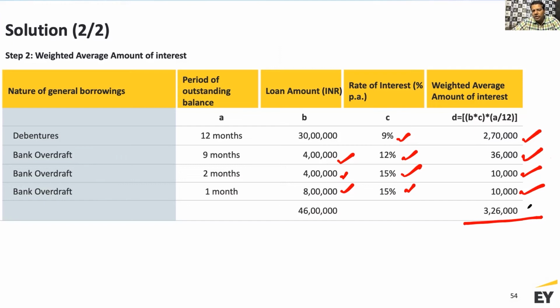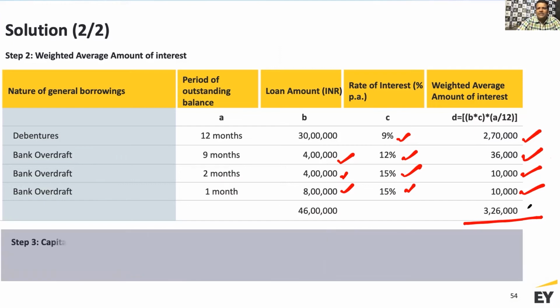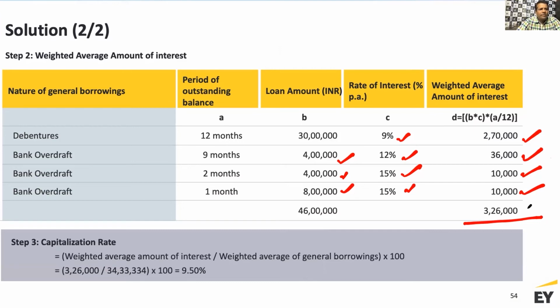So now how am I going to determine my capitalization rate? It is very simple to say 3,26,000 divided by the weighted average of general borrowing, which is 34,33,334, and that will give me 9.5% as my capitalization rate.